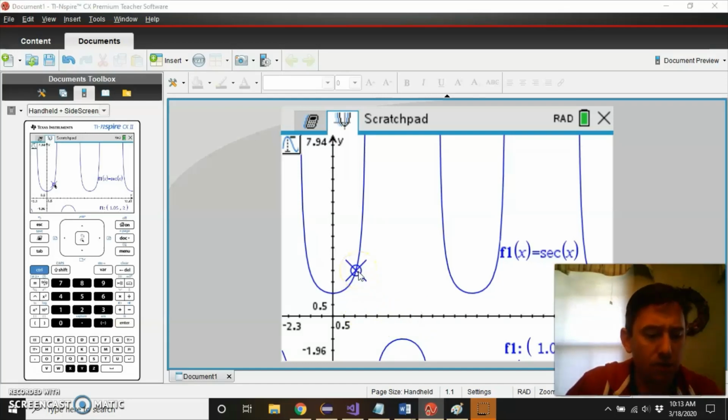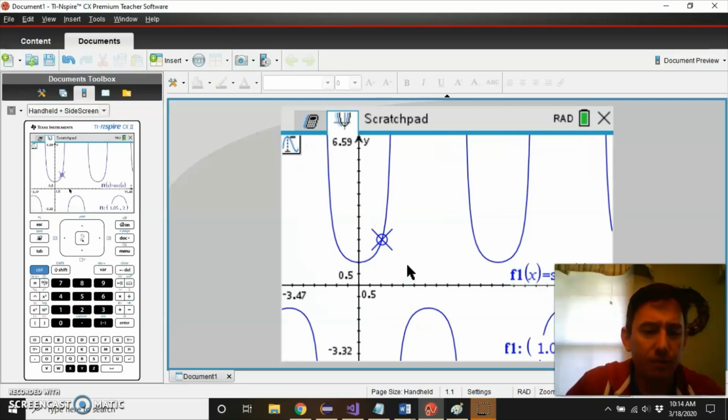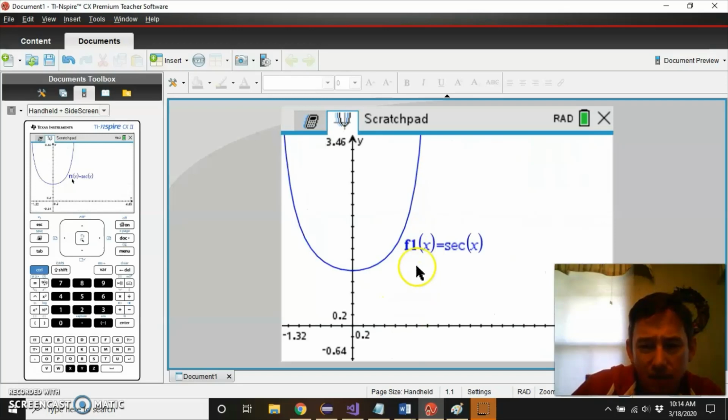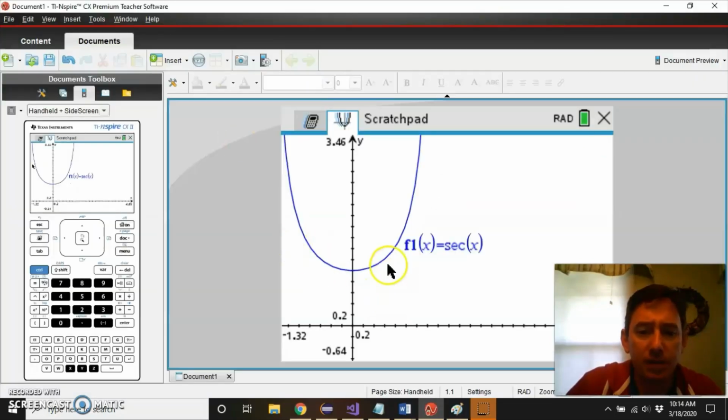So just to get this straight again, it is this line, the x-axis, the y-axis, and x equals pi over 3. So it's this. It's just like this little region right here in the first quadrant. And what are we doing? Going around the x-axis. All right, that's easy enough.